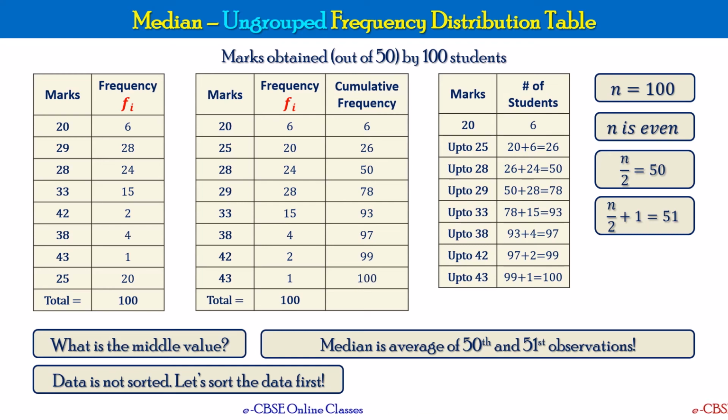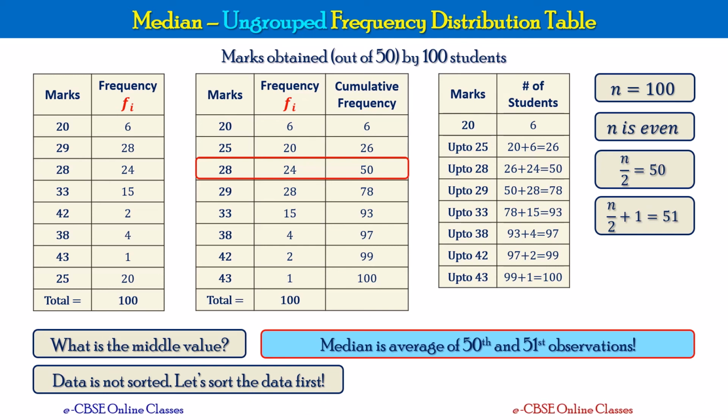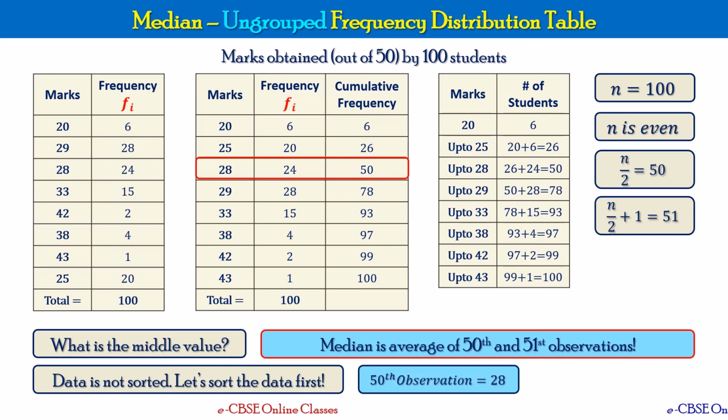Now from this table our objective is to find the 50th and 51st observations, because my median is the average of the 50th and 51st observations. So how to calculate the 50th data here? We need to look at the cumulative frequency column of the second table. Now carefully observe the third row. Here the cumulative frequency is 50. That means 50 people have obtained 28 or below marks. So that clearly says that the 50th student has obtained 28 marks. So my 50th observation is 28.